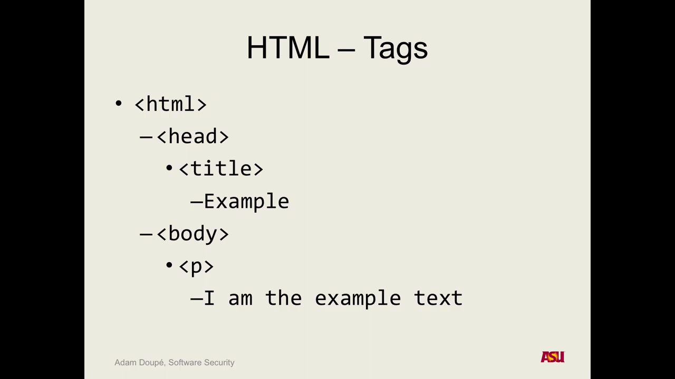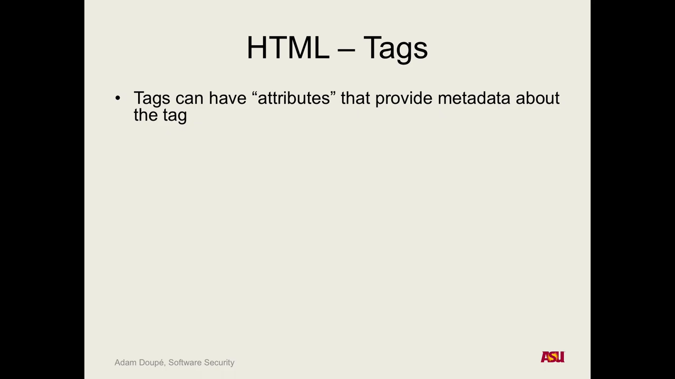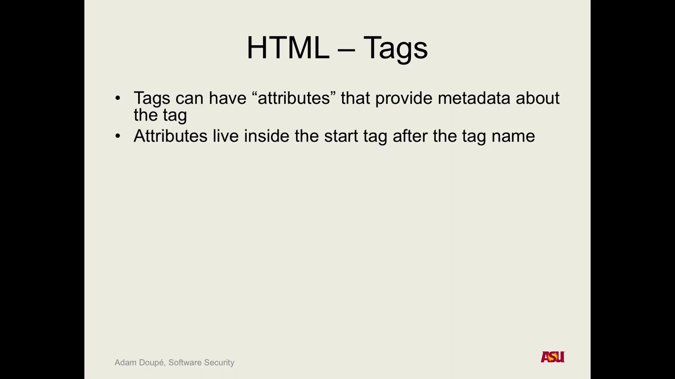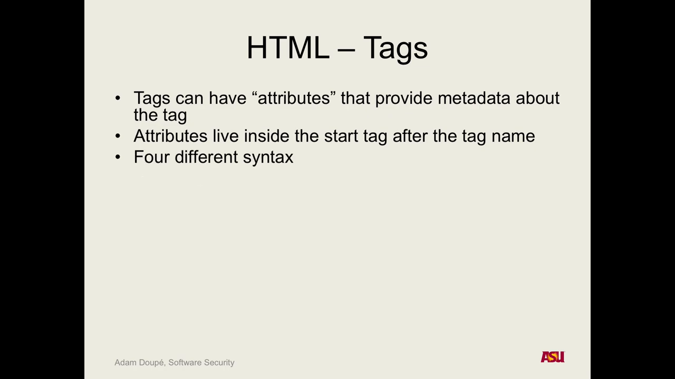Now, tags themselves are not very expressive, right? All we have is title, head, HTML, P, right? That doesn't actually allow us to specify more metadata about the tags. So attributes are another incredibly important part. So every tag can add some attributes. Attributes essentially live inside the tag. So between the name of the tag and the closing right angle bracket, there'll be a series of attributes.